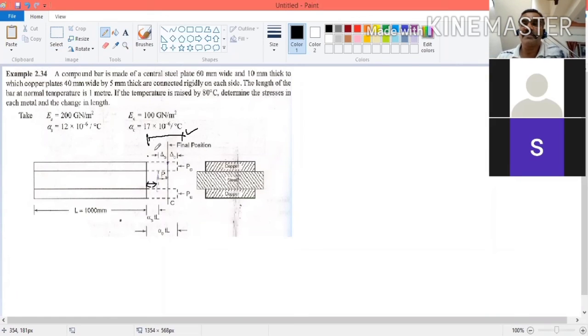But the thing is, both are joined together. One cannot expand freely, separately. So finally, as a compromise, it is occupying this position. The steel would have expanded only up to this much amount, but both are an integral part, so it is elongated a little more. The copper is compressed a little less. The copper is trying to pull the steel, and the steel is pulling the copper back. So finally, this is the final position.